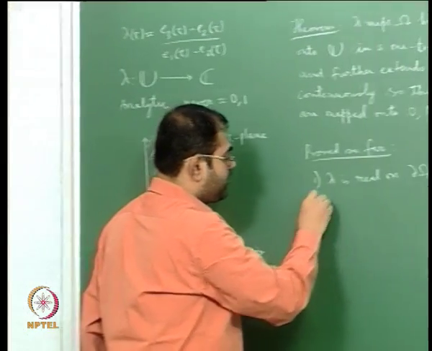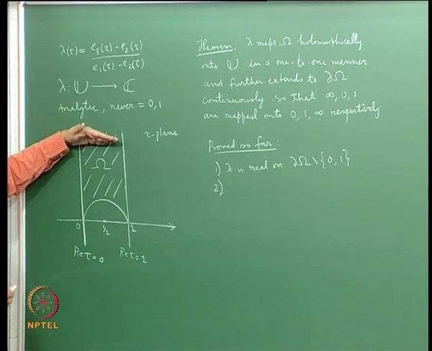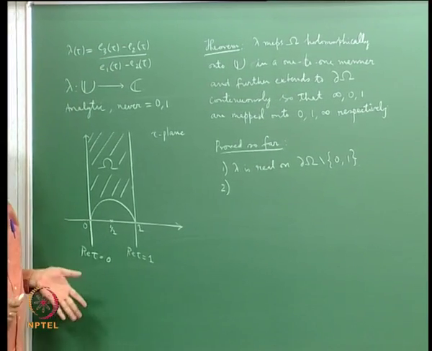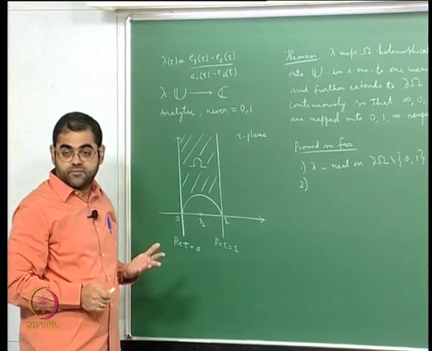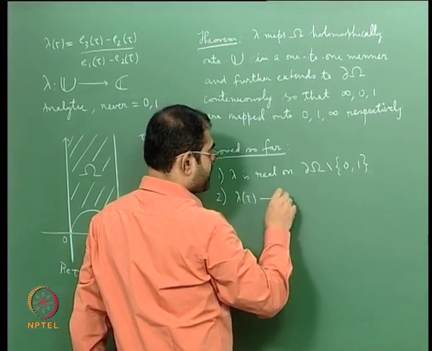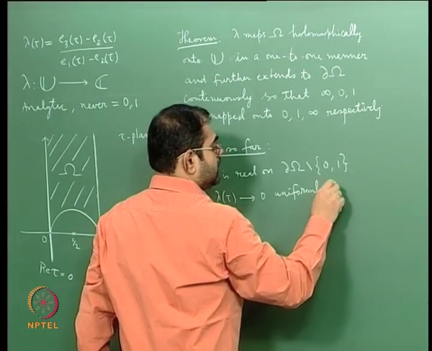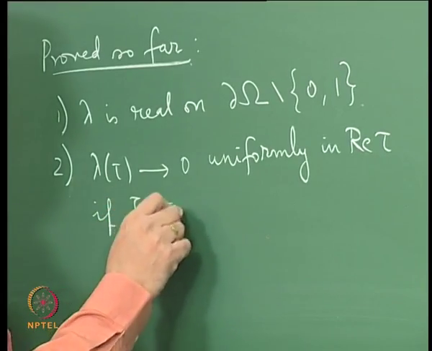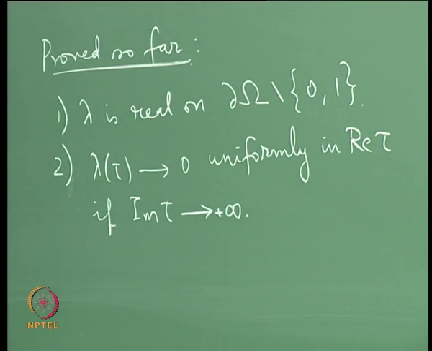So the second thing that we proved is that as the imaginary part of tau goes to plus infinity, lambda of tau dies down to 0 in a way that is uniform with respect to the real part of tau. So let me write that down. Lambda of tau tends to 0 uniformly in the real part of tau if the imaginary part of tau goes to infinity. So this is what we have so far established.